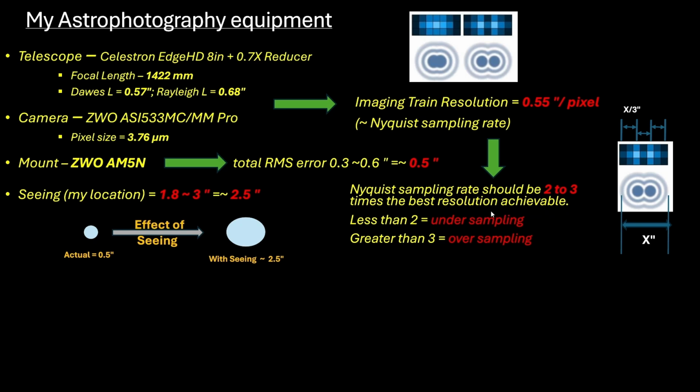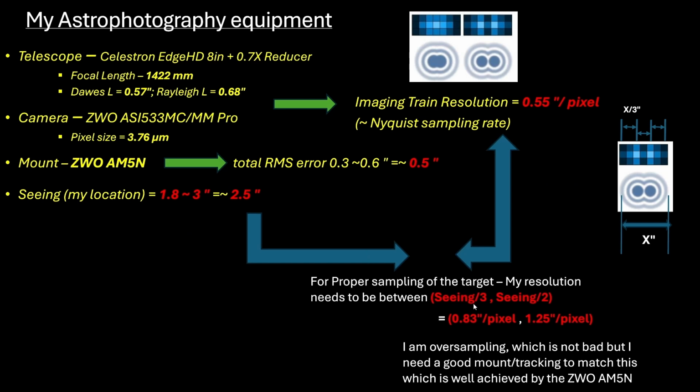Now, what does this mean to us? Well, keeping it simple, we know the smallest resolution we get is governed by seeing, so our sampling needs to be 2 to 3 times faster than the seeing. Putting in the numbers, ideally my image scale should be between 0.83 to 1.25, but you can see my setup gives me even better at 0.55. It just means I am oversampling. Now oversampling is not a bad thing, and I have a sturdy mount like the AM5N, which tracks at 0.5 arc seconds or better for me to facilitate this oversampling rate.